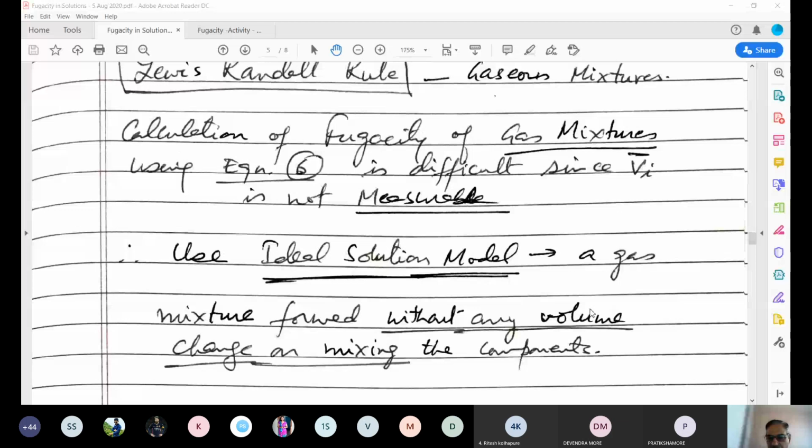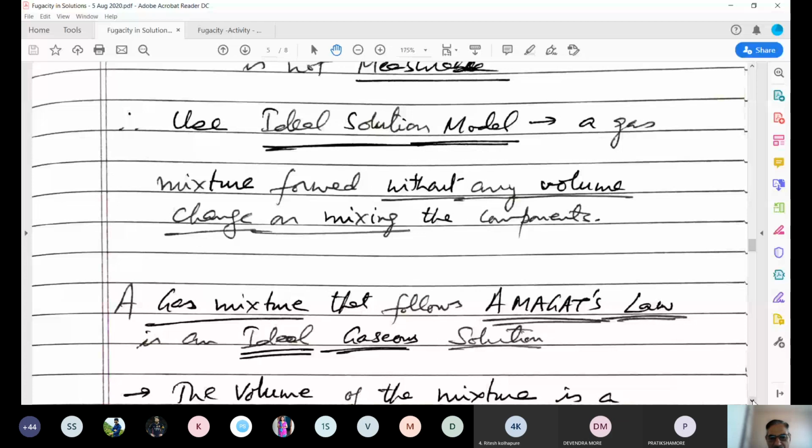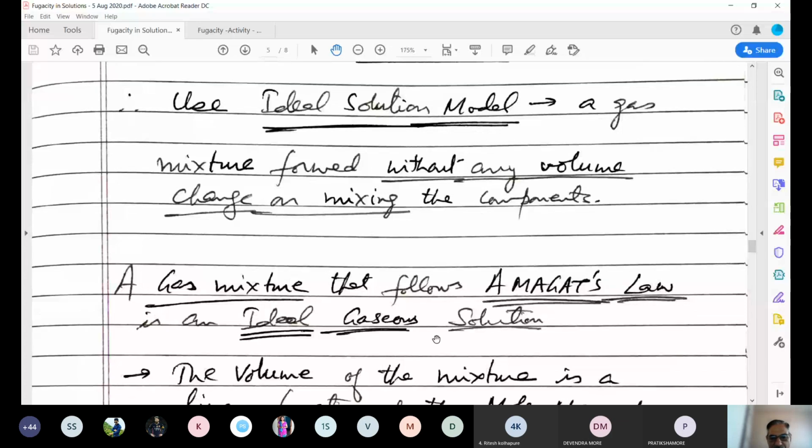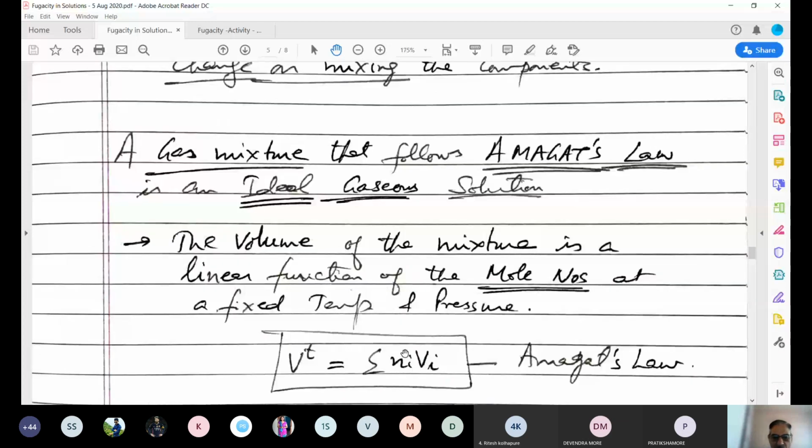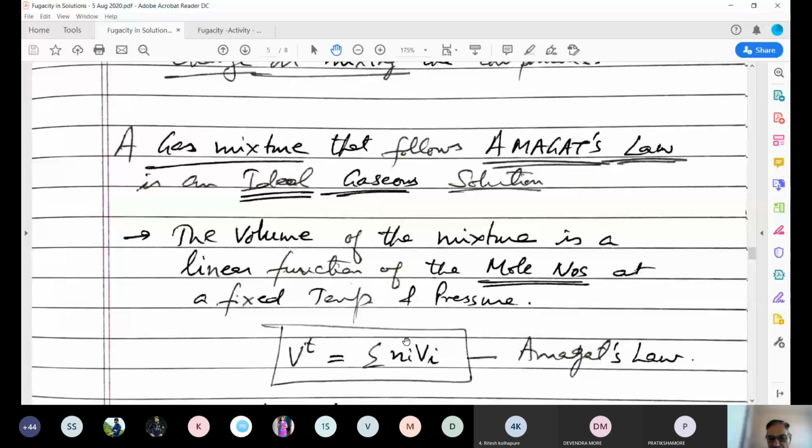We have seen this before. You must have read it many times. A gas mixture that follows Avogadro's law is an ideal gaseous solution, right? What is Avogadro's law? The volume of the mixture is a linear function of mole numbers at fixed temperature and pressure. That means if I take two gases and mix them, or 1 mole of each, then the total volume is nothing but the volume of each component. V total is equal to the summation of Ni Vi, where Vi is the molar volume of the pure component. This is Avogadro's law, and that's what we are saying.